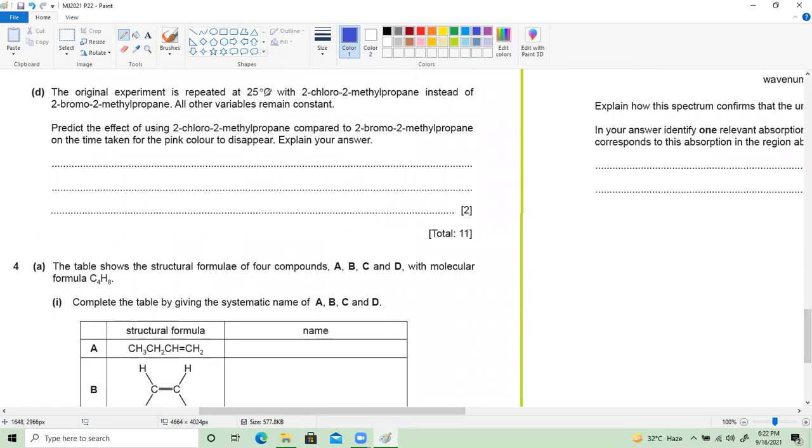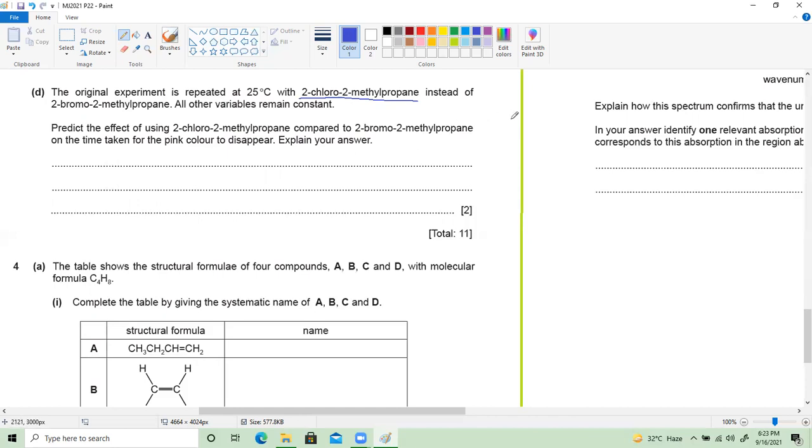The original experiment is repeated at 25 degrees Celsius with 2-chloro-2-methyl propane. Instead of 2-bromo, now it's 2-chloro. All other variables remain constant. Predict the effect of using 2-chloro-2-methyl propane compared to 2-bromo-2-methyl propane on the time taken for the pink color to disappear, and explain your answer as well. If we use this 2-chloro-2-methyl propane instead of 2-bromo-2-methyl propane, what would be the effect on the rate of the reaction, or on the time taken for the pink color in the hydroxide ions to disappear? Can you guess it?